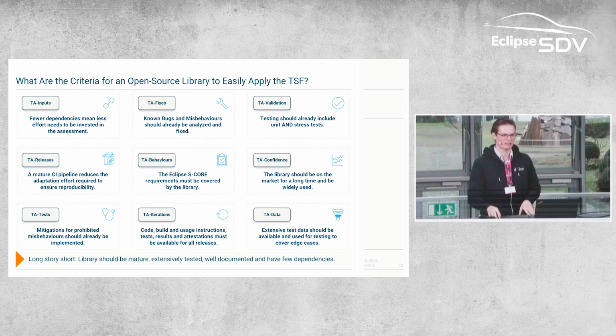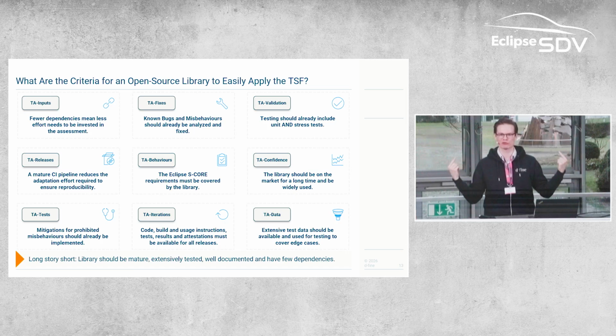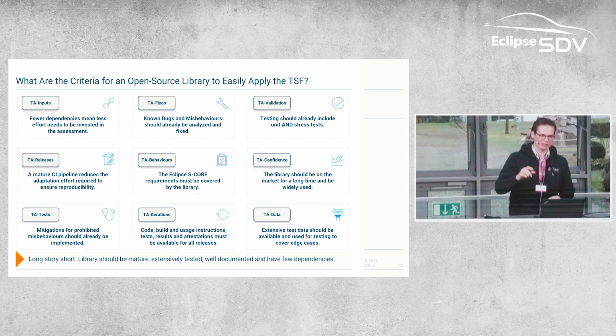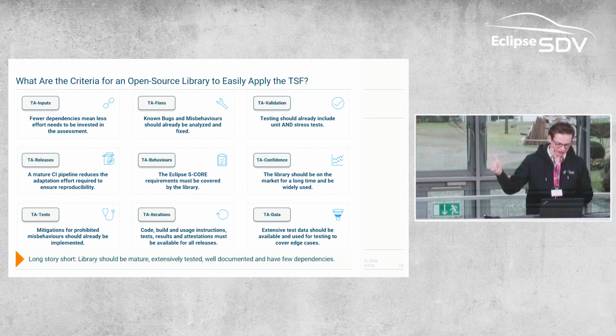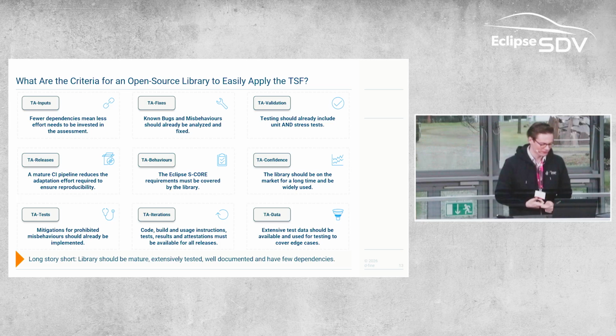If this is done, we can have a high level of confidence that this software is good. It's about validation. Testing should be in place. We already saw some scores. We are in the area of 70 to 80% with overall Eclipse S-CORE by now. With the software we found, I will tell you later, we are at 100%. We should have unit tests and stress tests, very important. So having a CI pipeline in place should be a very good thing. The Eclipse S-CORE requirements should be met, of course.